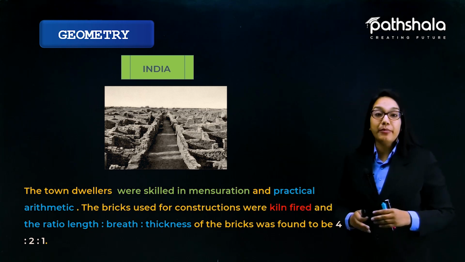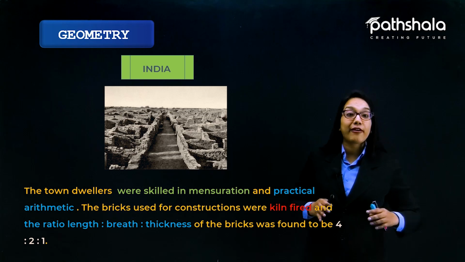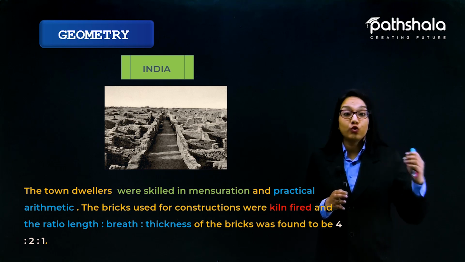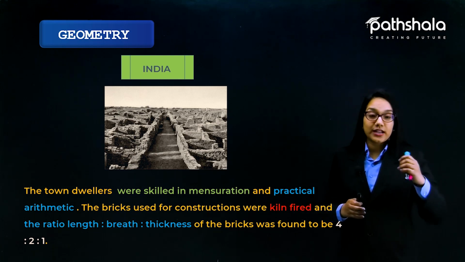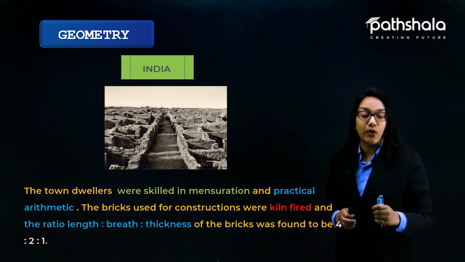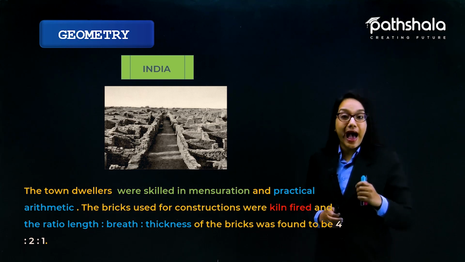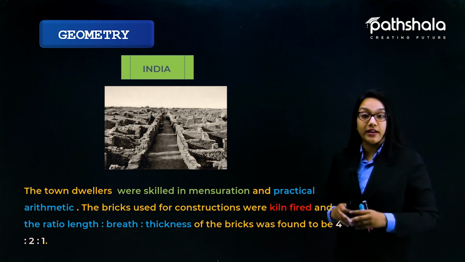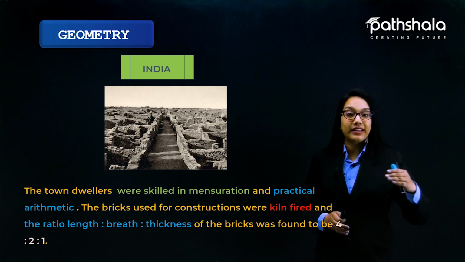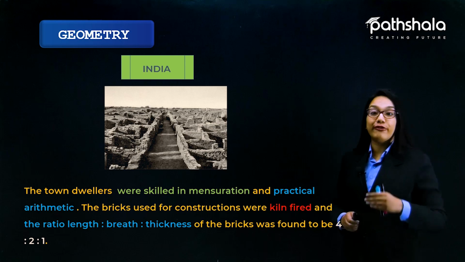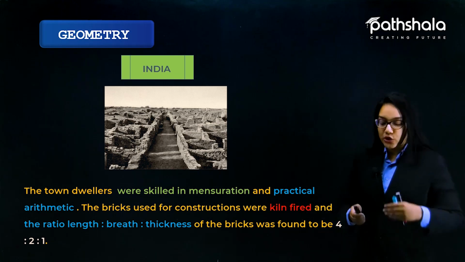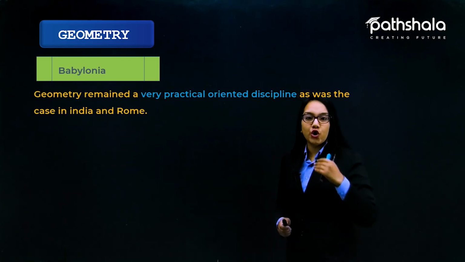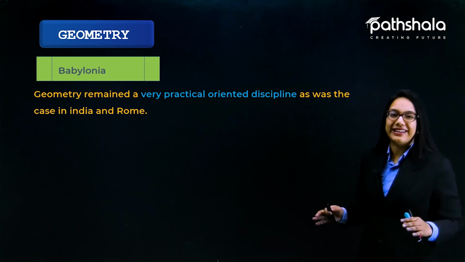As you can see from this example, the roads were parallel to each other. They had an underground drainage system and rooms of different types. Such planning shows that the town dwellers were skilled in mensuration and practical arithmetic. Moreover, the bricks used for construction were kiln fired, and the ratio of the length, breadth and thickness of the bricks was found to be 4:2:1.